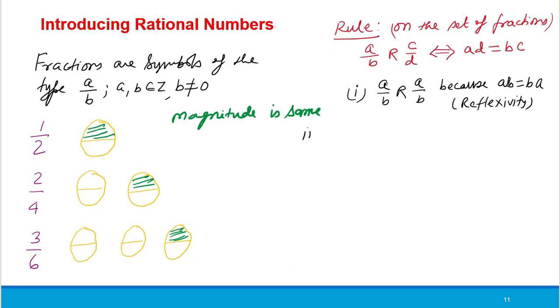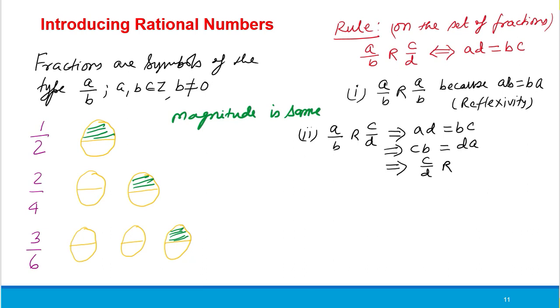The second is a by b is related to c by d. This implies that ad is equal to bc, and this implies that cb is equal to da, and this implies that c by d is related to a by b, and therefore we have symmetry.